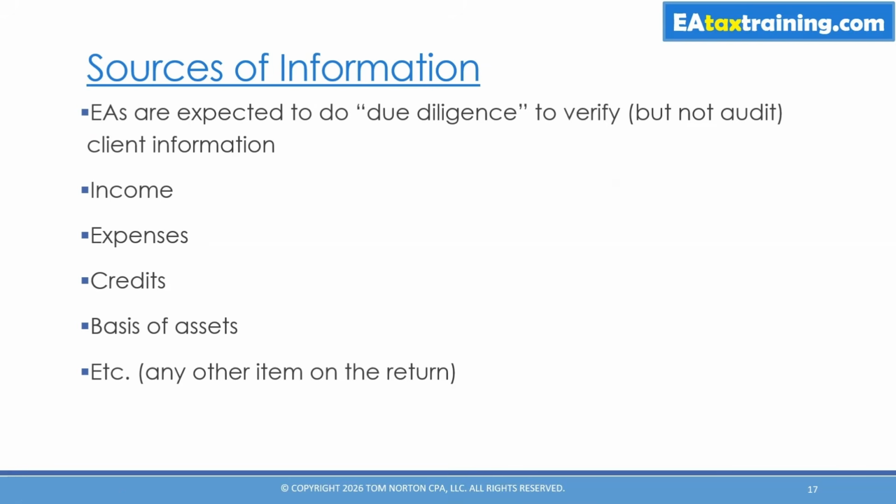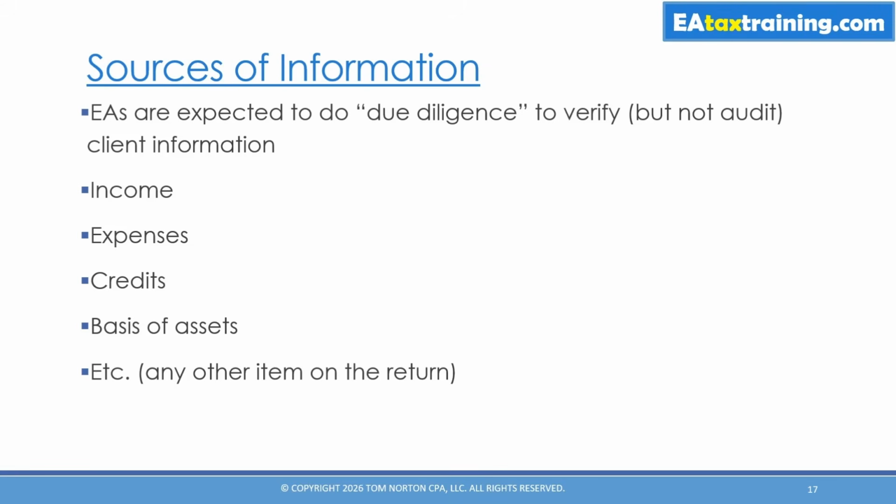Other sources of information besides the prior year tax returns. First of all, as an enrolled agent, you are expected to do what is called due diligence to verify, but not to audit, the client information. You are not an IRS auditor. At the same time, you have a duty to file a tax return which is, to the best of your knowledge, true and correct. So, in general, if the client tells you something, you can rely on what they tell you. As long as what they tell you seems reasonable based on their income and their life circumstances, you do not have to question it in general. You do not have to get proof.